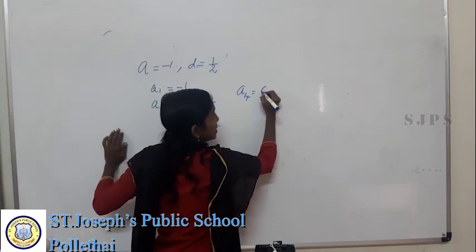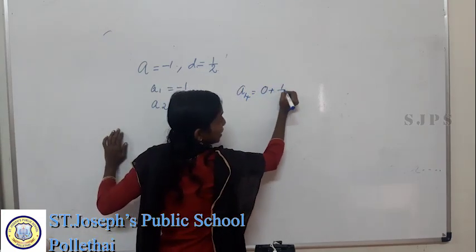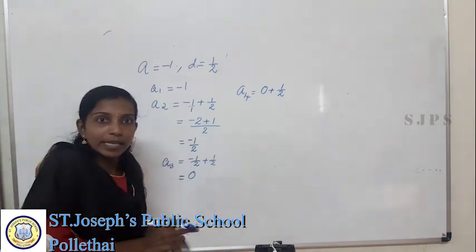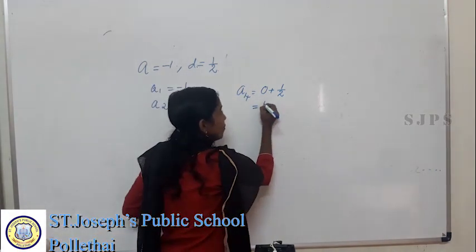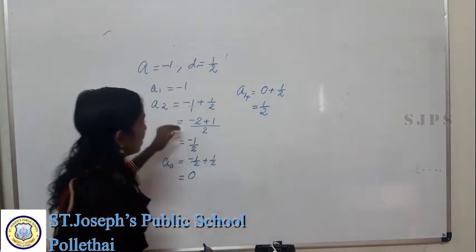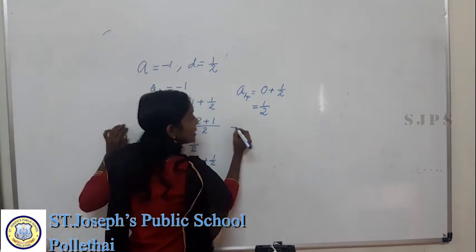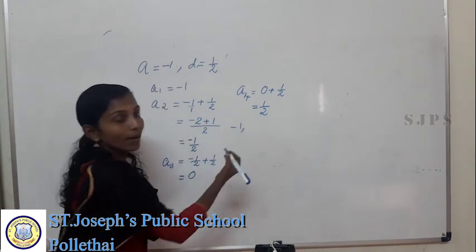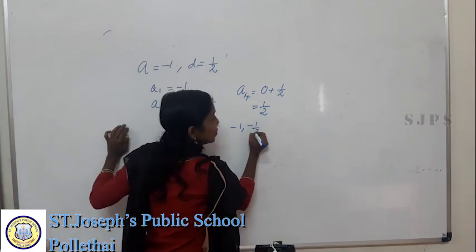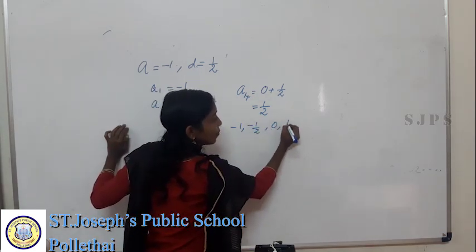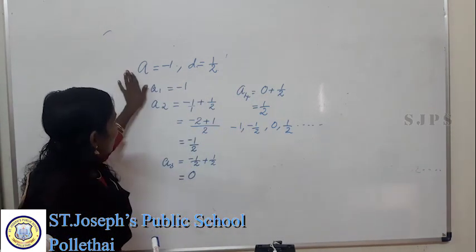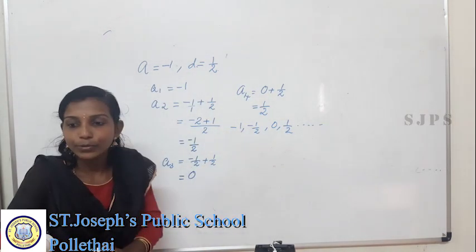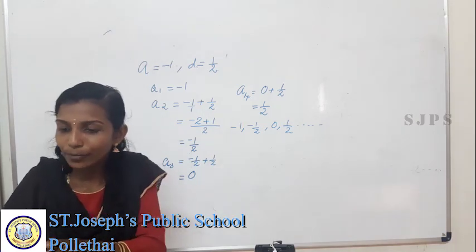That is 0 plus 1 by 2. 0 plus any number, we get the same number. So we get here 1 by 2. That's the AP is minus 1, minus 1 by 2, 0, 1 by 2, etc. Then we can do the next type of problem.